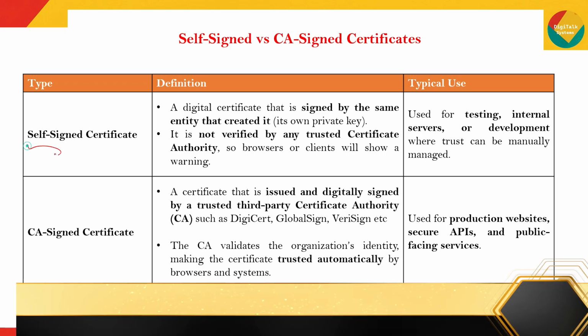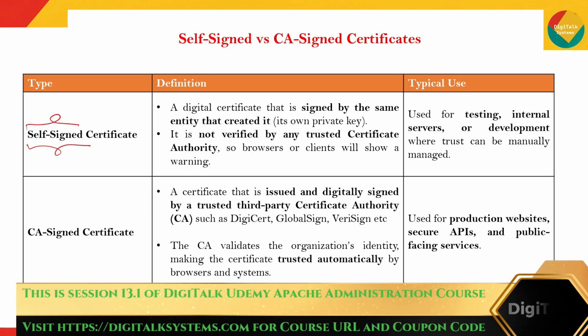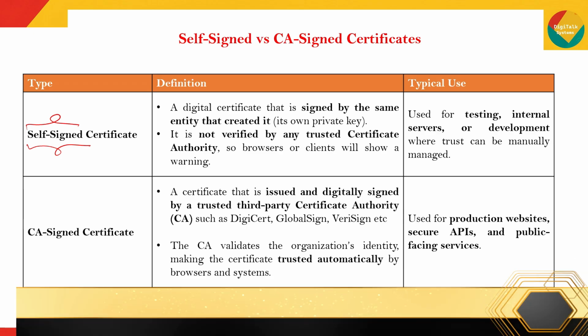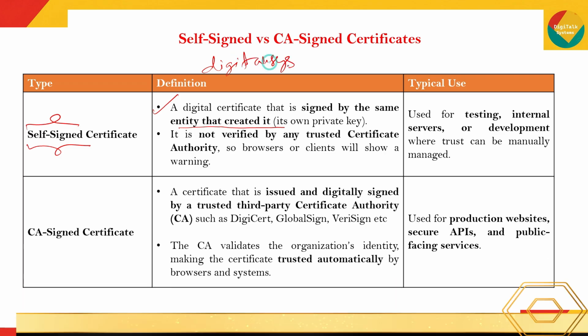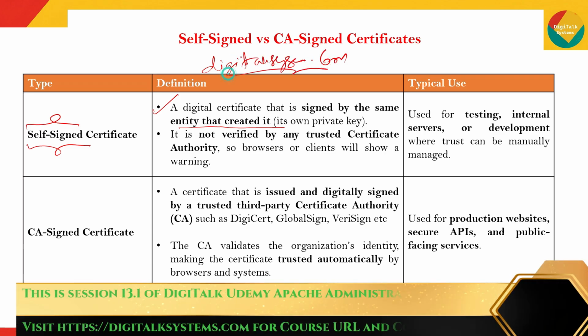It is very clear from the name as well, self-signed certificate, that we sign the certificate on our own. Certificates create the trust for the website that we access from the browser. When we configure our website with the help of a self-signed certificate, that means a digital certificate that is signed by the same entity that created it. For example, if I am going to create the certificate for digitalksystems.com, I am the owner of digitalksystems.com, and if I am going to configure the SSL certificate for my website, the first option is I can create the self-signed certificate.